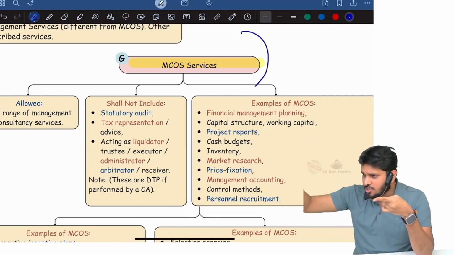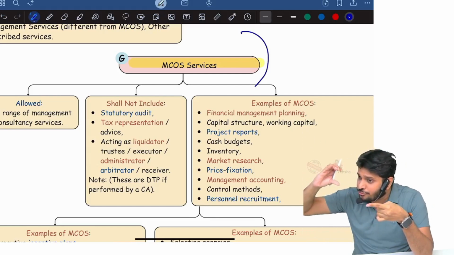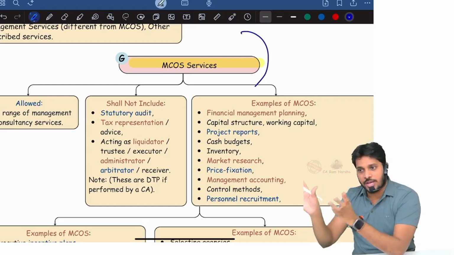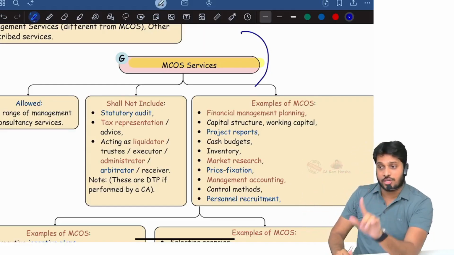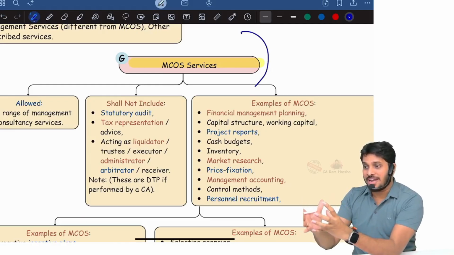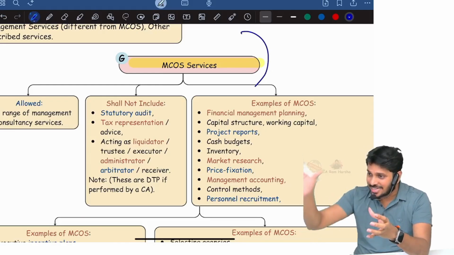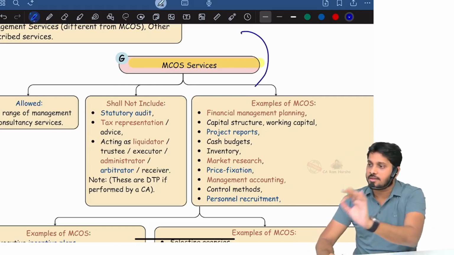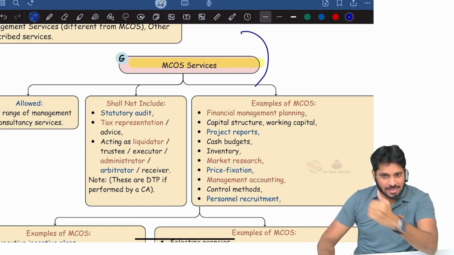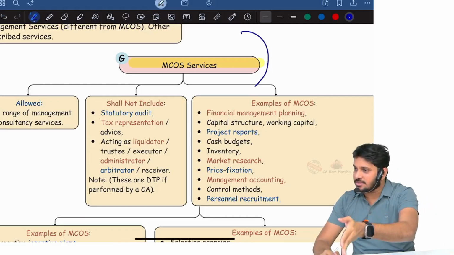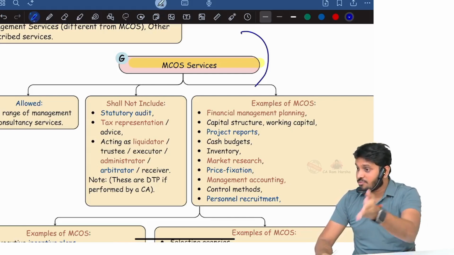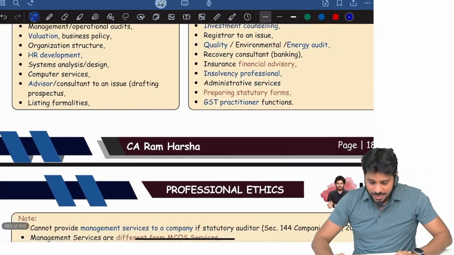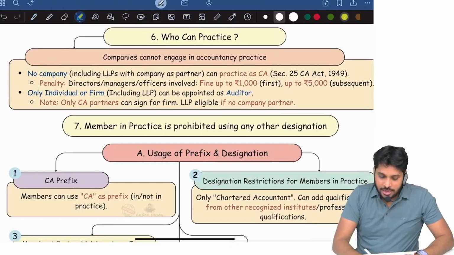There are various MCOS services. Among these, there are a few services which come under Section 144. Except for those, all other MCOS services you can provide to an audit client, subject to the fees charged for MCOS being less than or equal to the fees charged for audit, like certain ethical guidelines. As long as you are complying with that, you can provide management consultancy and other services, whether in practice or not. Anybody can provide consultancy services. You need not be a CA for that. Are you clear?